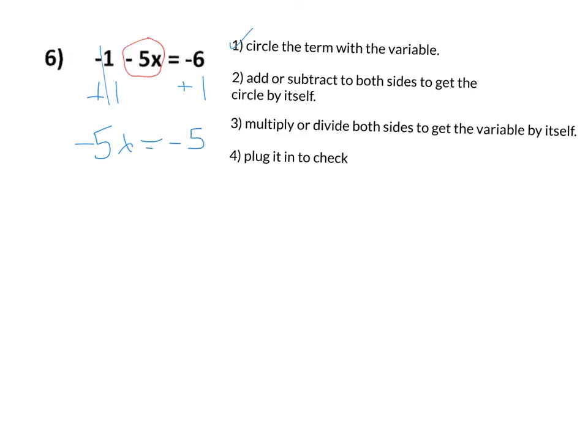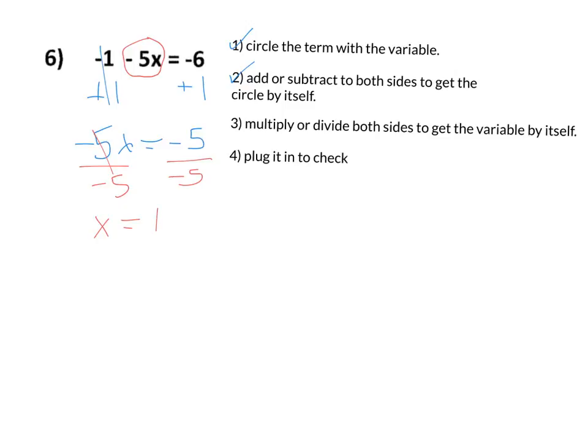So we're done with 1 and 2. Multiply or divide to get the variable by itself. If we look right here, this is negative 5 times x. The inverse of multiplying by negative 5 is dividing by negative 5. I get x is equal to positive 1.